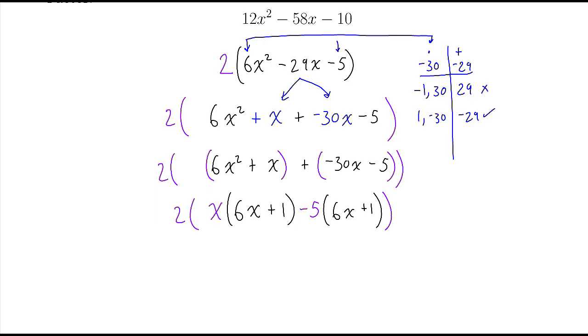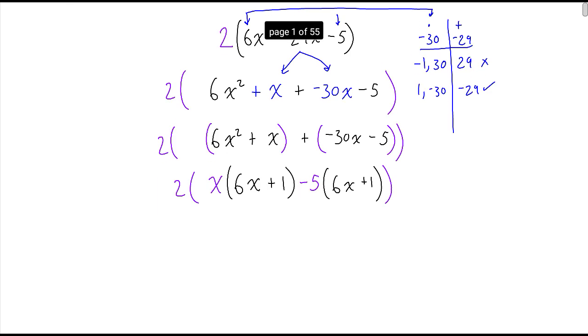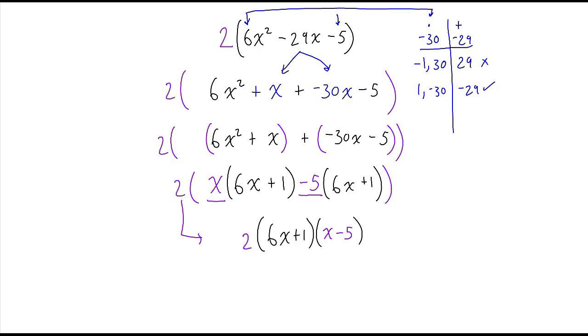That's good because we're basically done factoring it. We have a common factor in 6x plus 1. We have x minus 5 hanging on the outside here, x minus 5. And we're not going to forget about our 2. I'm going to bring that 2 down. So we have 2 times 6x plus 1 times x minus 5.